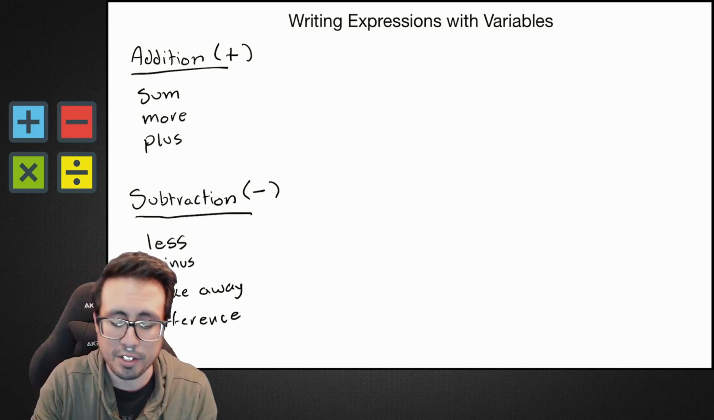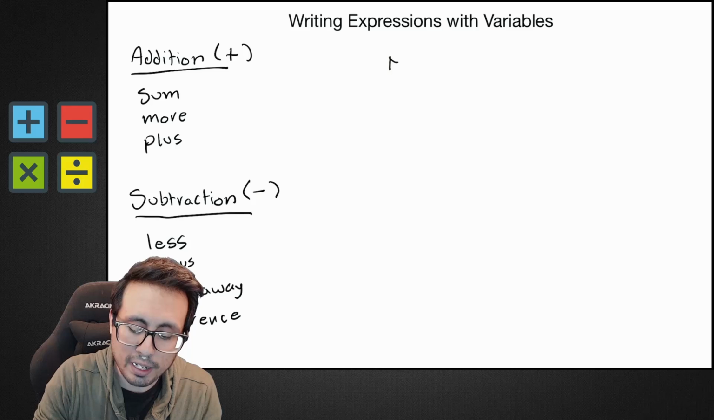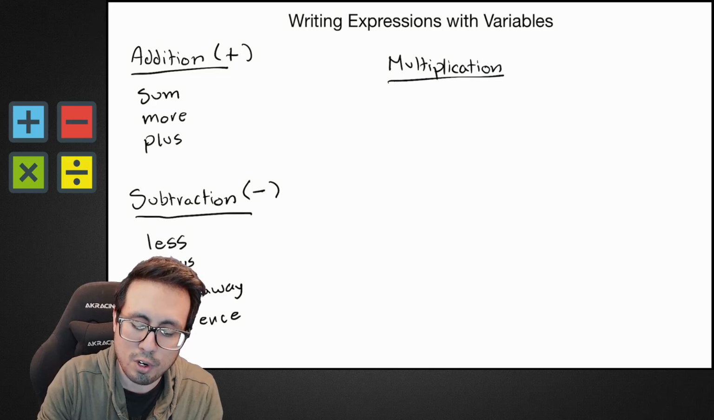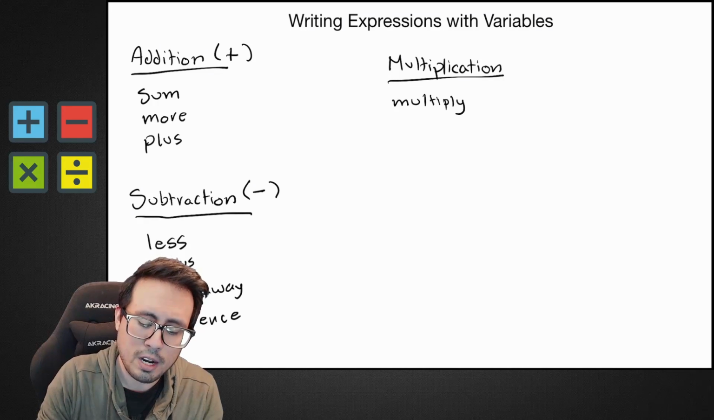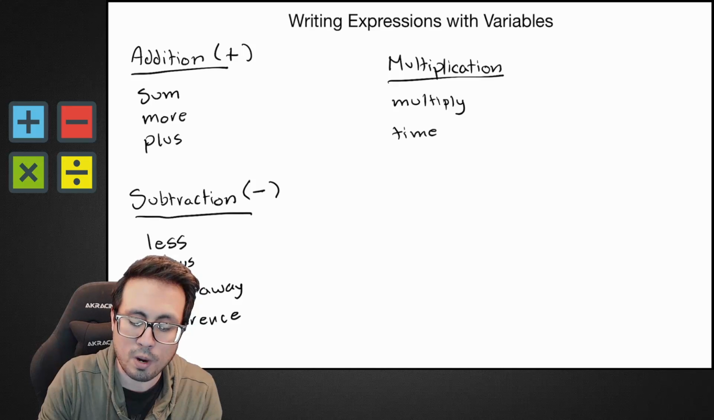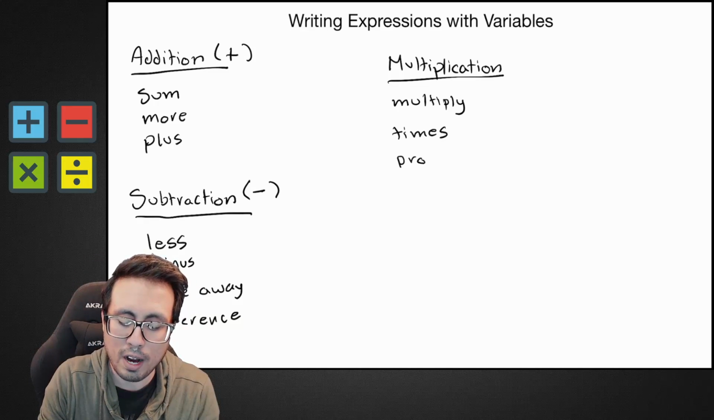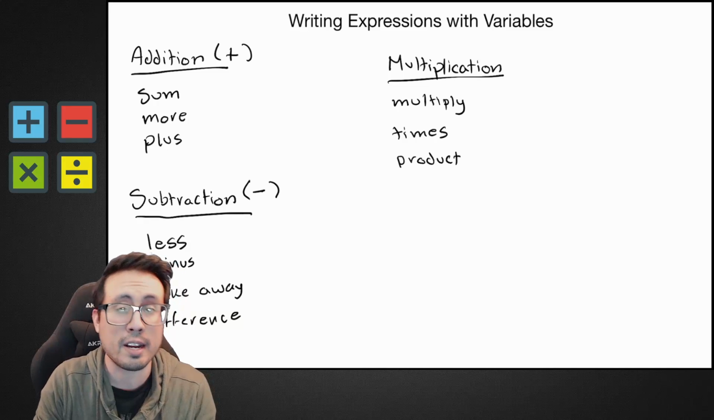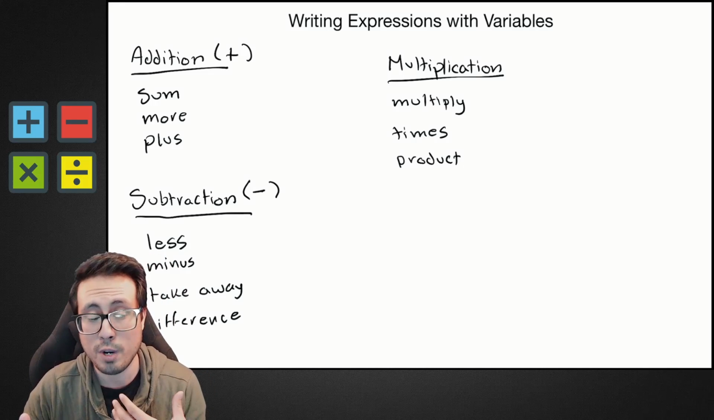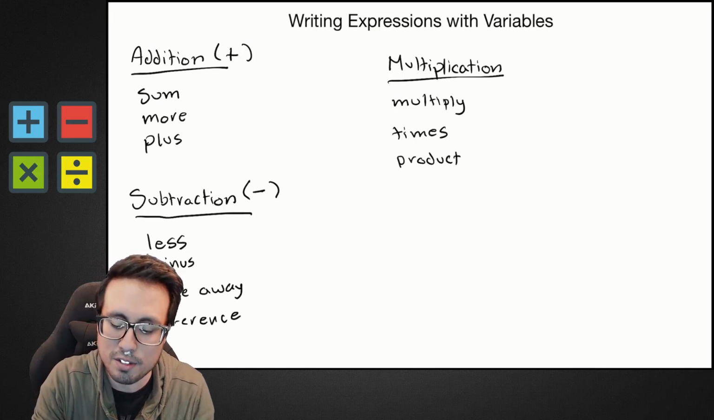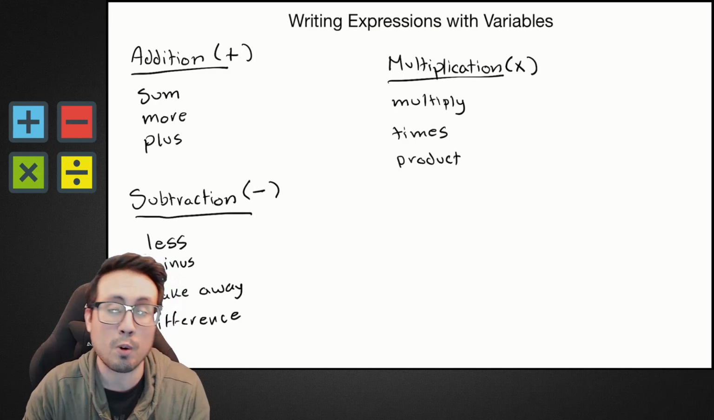Obviously there are more, but these are some of the big ones that are going to mean subtraction. The next thing is multiplication. We need to know what some of the words that mean multiplication are. You can say multiply. That's certainly a word that we could use. Times, you might have heard this one quite a bit. Times, 5 times 3. Product, the word product. Anytime that you see the word product, that's talking about a multiplication of two numbers. So for example, the product of 3 and 5 means 3 times 5. So these are words that mean multiply or multiplication.